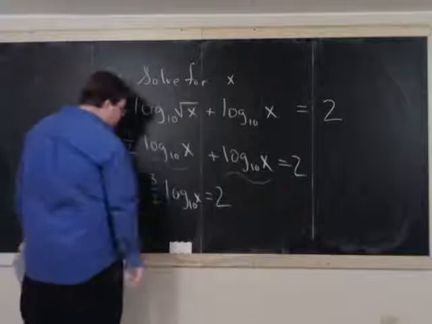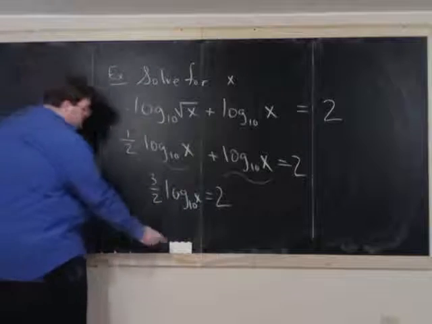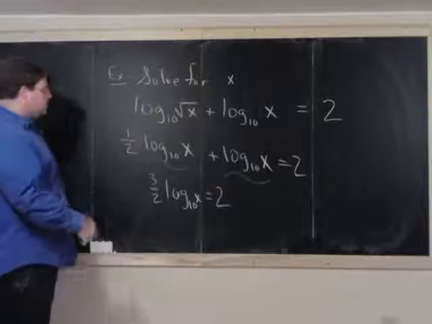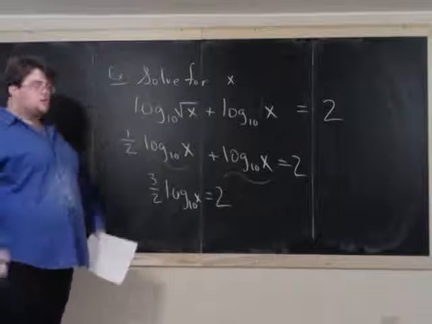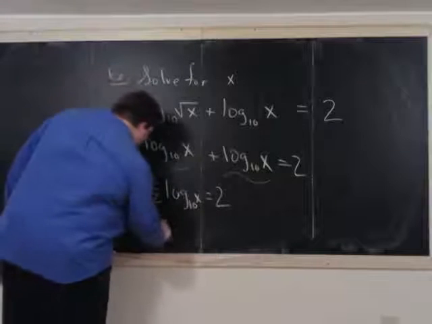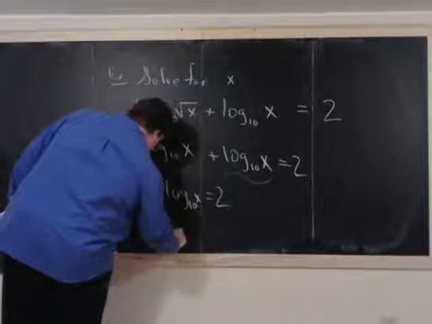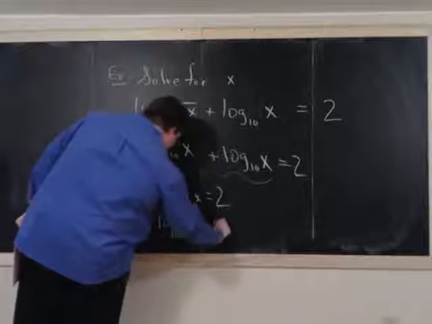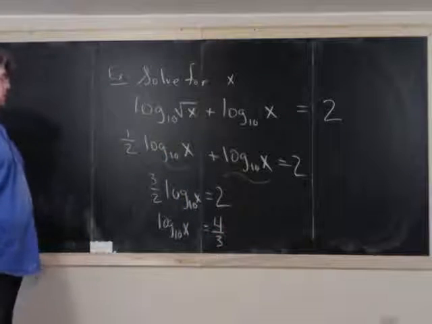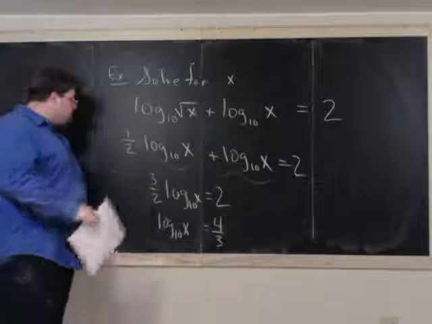Now this equals 2. We can get rid of this 3/2 by multiplying everything by 2/3. So 2/3 multiplied by 2 divided by 3. Multiply the entire equation by 2/3. The right side you get 4/3. The left side you get just log of x with base 10.